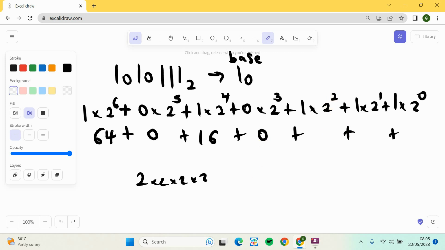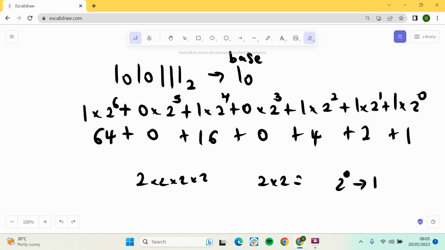2 squared, that will be 2 times 2. 2 times 2 is what? You got it right. So times 1, that will give me 4. 2 raised to the power 1 is just 2. 2 times 1 is what? 2. We said anything raised to the power 0 is what? 1. So 2 raised to the power 0 is equal to 1. Great. So 1 times 1 will give me 1.